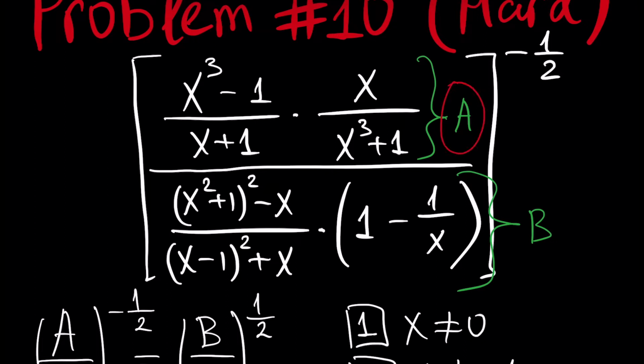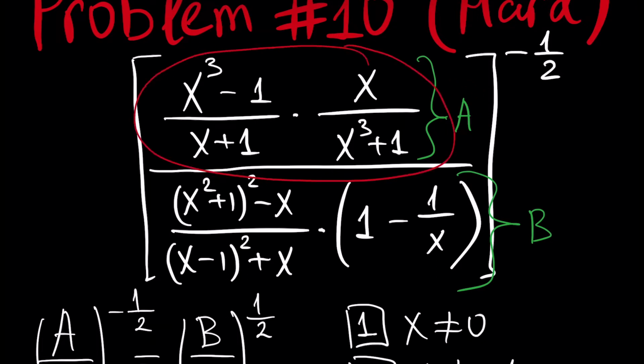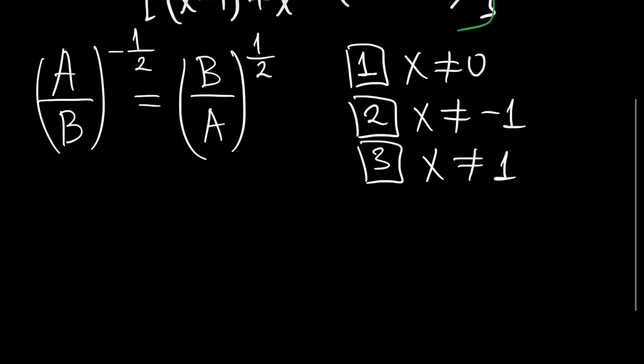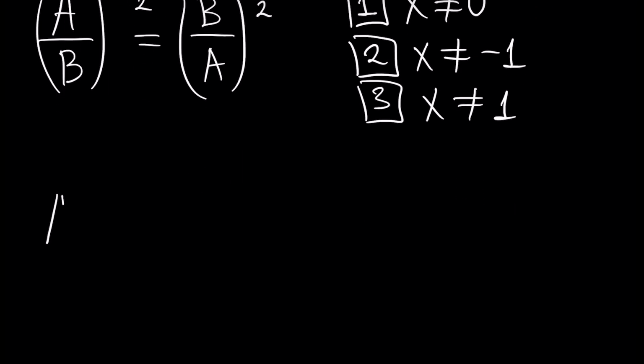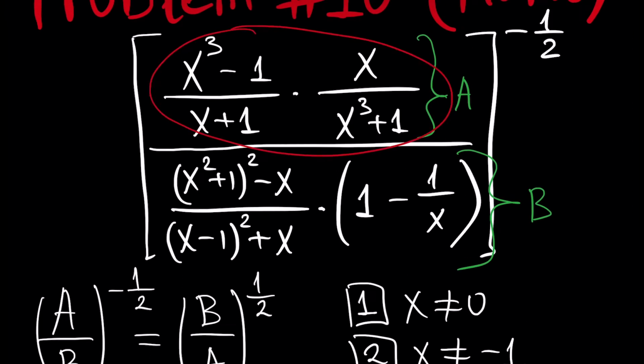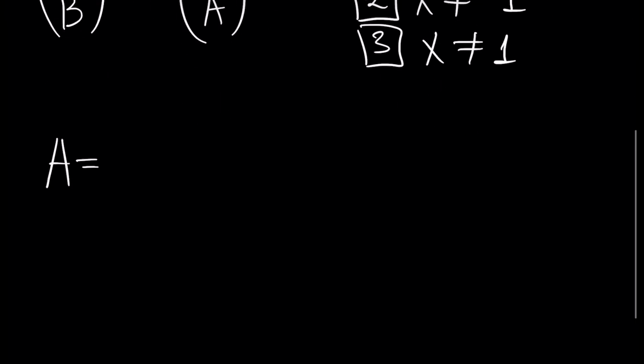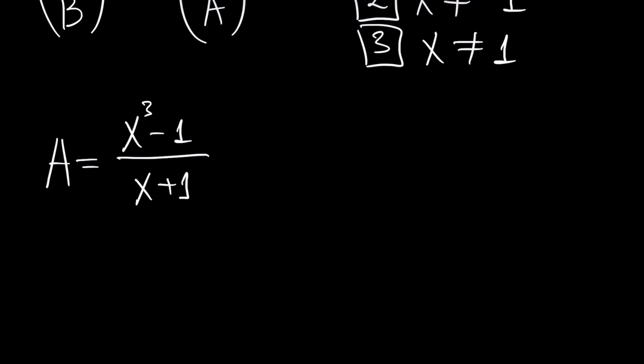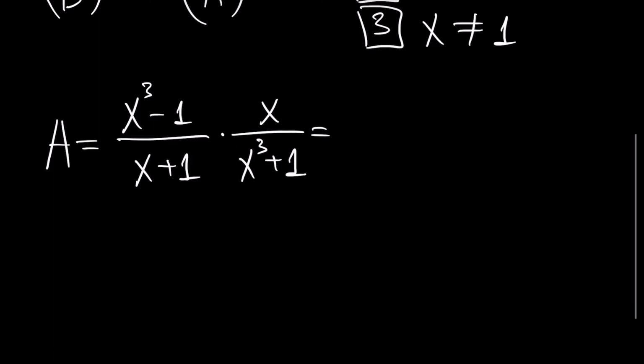Next, let's rewrite our a. This expression a is in the denominator, and let's simplify a first of all. Let's rewrite this, and we will have x cubed minus 1 divided by x plus 1 times x over x cubed plus 1.